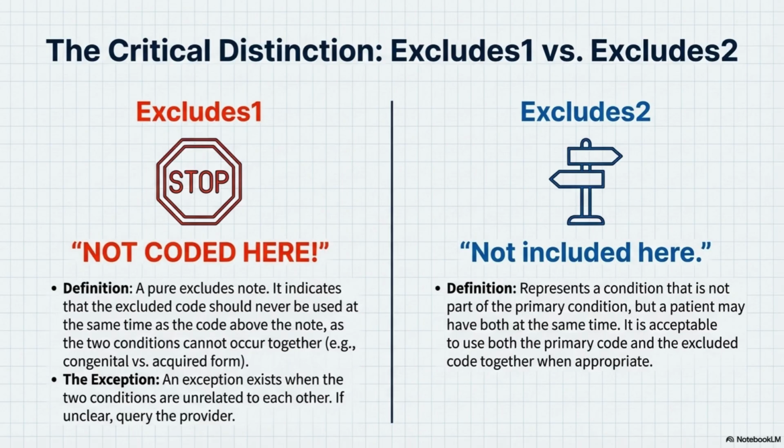Excludes 2, on the other hand, means not included here. The excluded condition is not part of the code, but the patient may have both conditions at the same time. In these cases, it is acceptable, and often necessary, to assign both codes when clinically appropriate. Understanding the difference between Excludes 1 and Excludes 2 ensures accurate, compliant coding and prevents invalid code combinations.